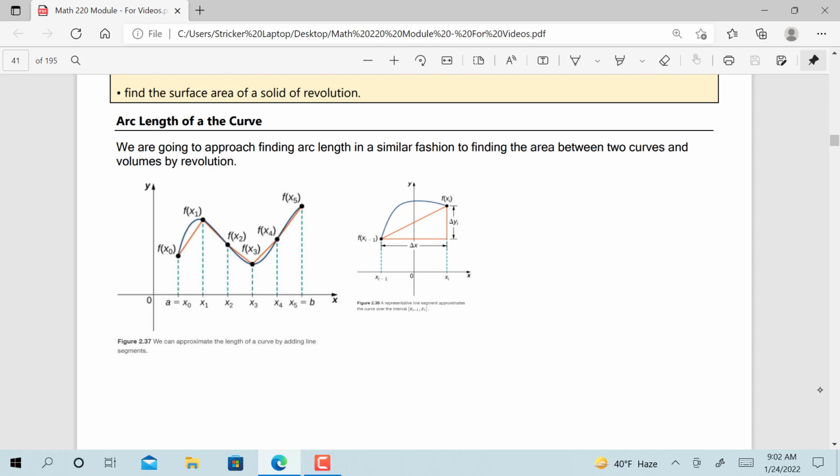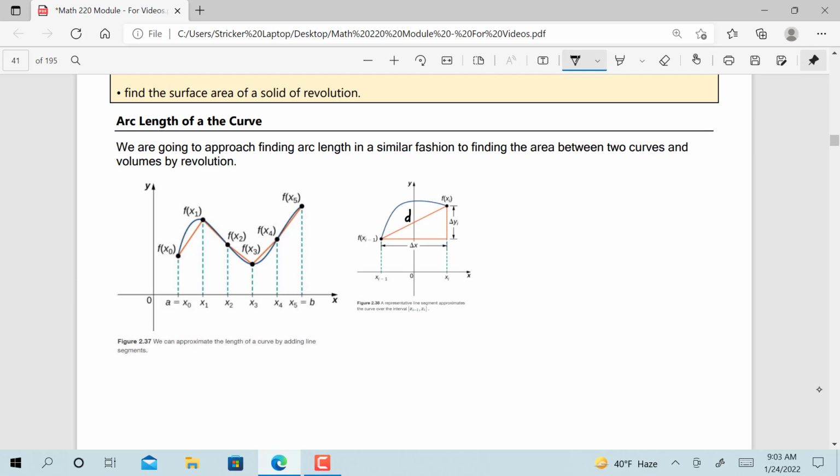If we were to zoom in on one of those subintervals, we have here in figure 2.38 what that might look like. If it starts at x sub i minus 1 and ends at x sub i, then we have this small portion of the curve, and you can see here in orange there is a secant line that's drawn between the two endpoints. So the first thing we're going to do is think about finding the length of this secant line.